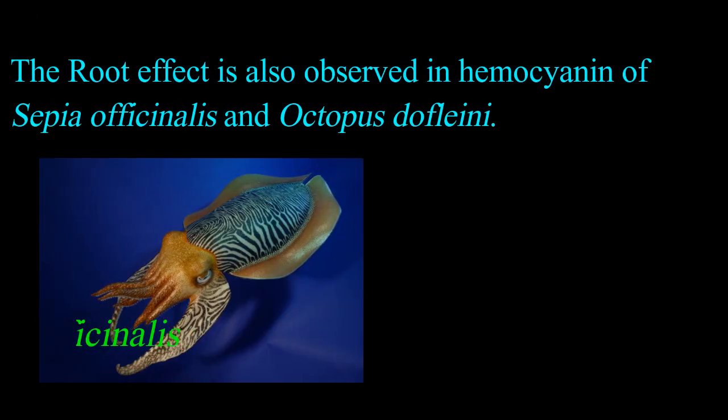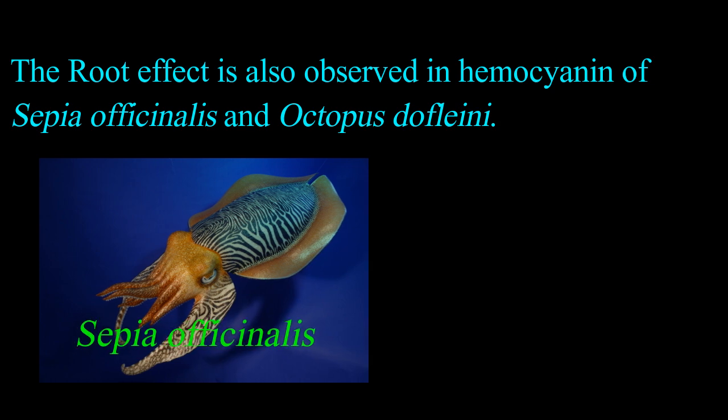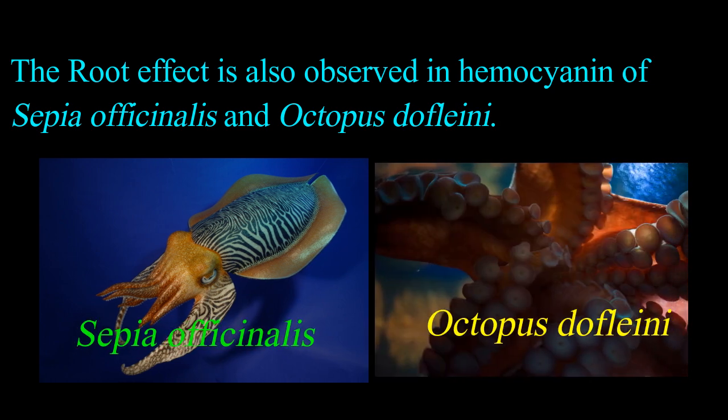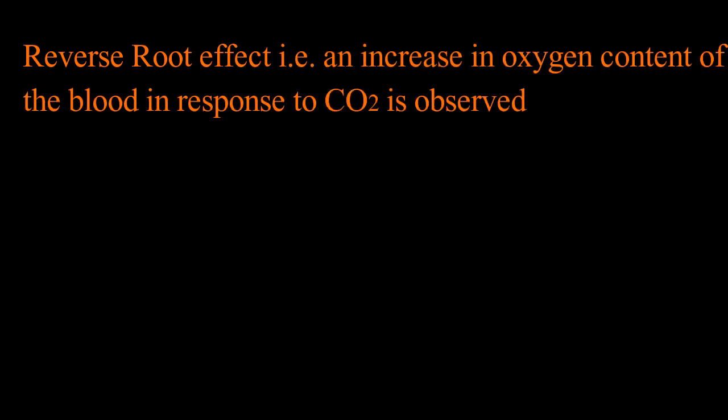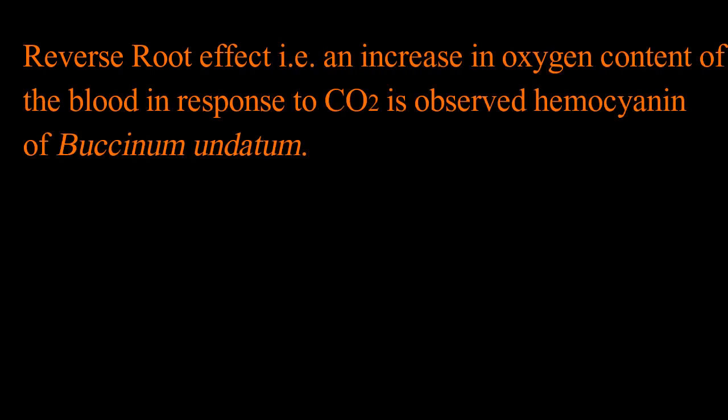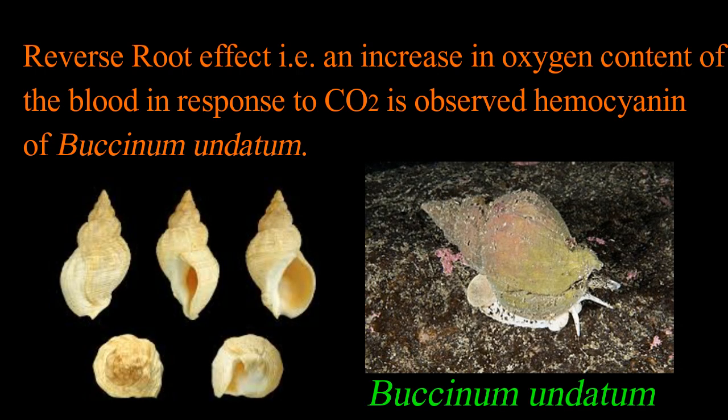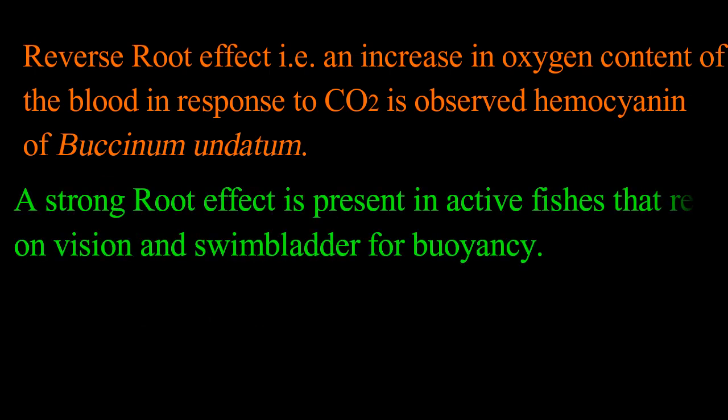The Root effect is also observed in hemocyanin of Sepia officinalis and Octopus dofleini. Reverse Root effect, that is an increase in oxygen content of the blood in response to carbon dioxide, is observed in hemocyanin of Buccinum undatum. A strong Root effect is present in active fishes that rely on vision and swim bladder for buoyancy.